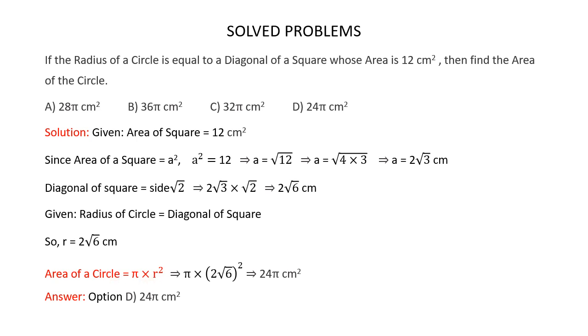So area of the circle is equal to pi multiplied by 2 root 6 the whole squared. On simplifying this, we get the area of the circle as 24 pi centimeter squared. So the correct answer is option D, 24 pi centimeter squared.